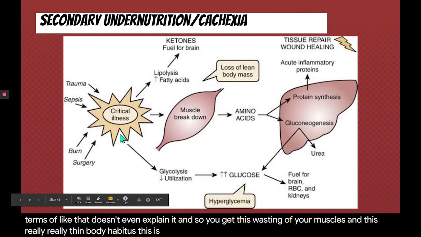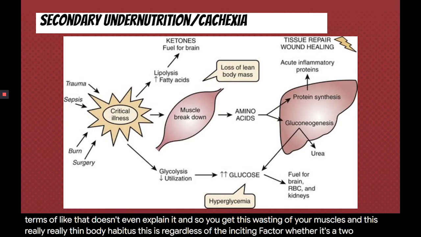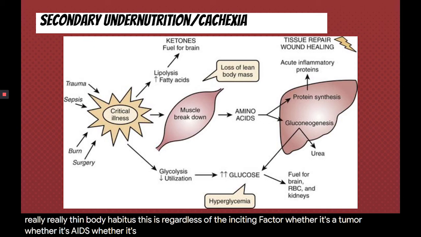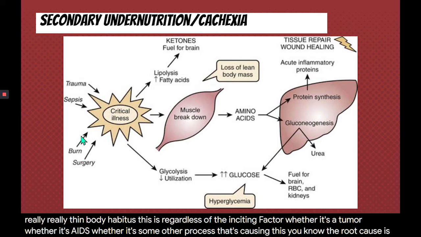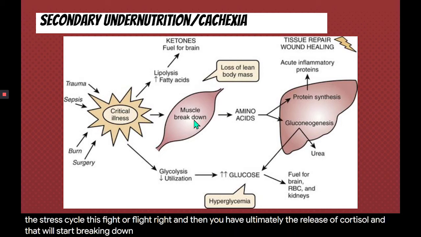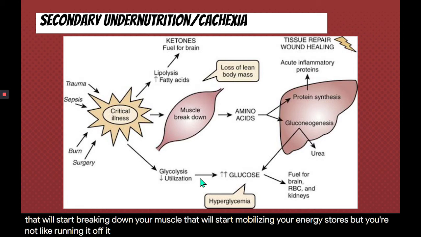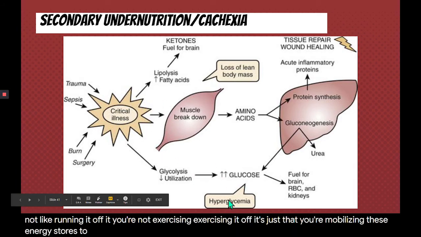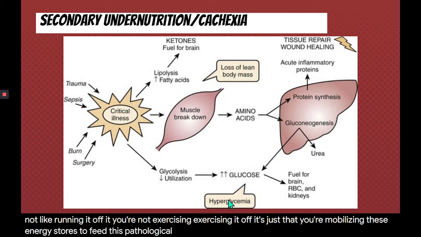And this is regardless of the inciting factor, whether it's a tumor, whether it's AIDS, whether it's some other process that's causing this, the root cause is this stress cycle, this fight or flight, right? And then you have ultimately the release of cortisol, and that will start breaking down your muscle. That will start mobilizing your energy stores, but you're not running it off. You're not exercising it off. It's just that you're mobilizing these energy stores to feed this pathologic process.